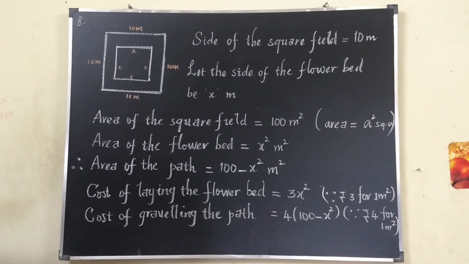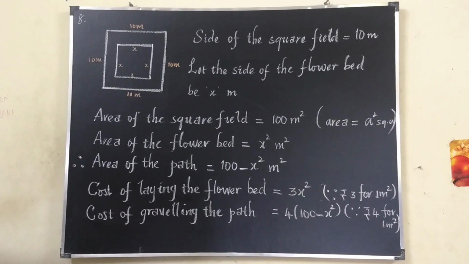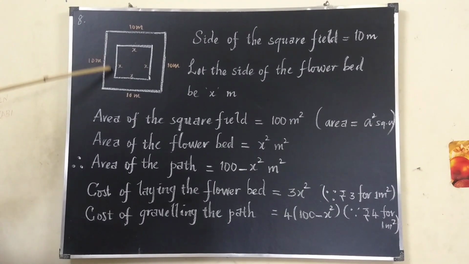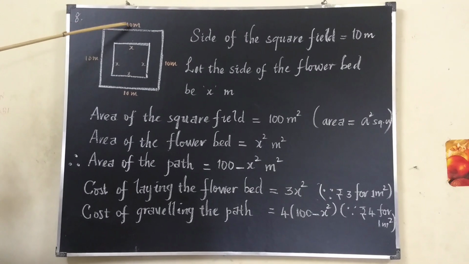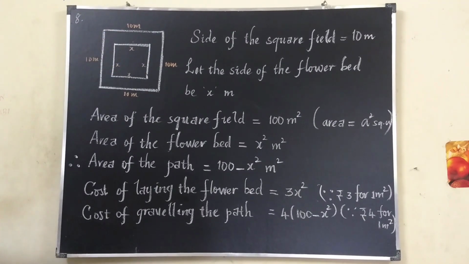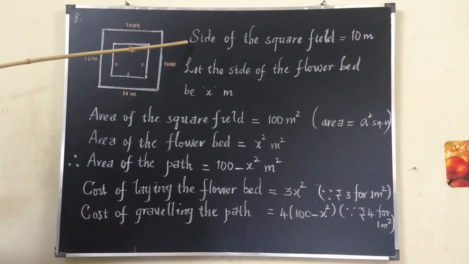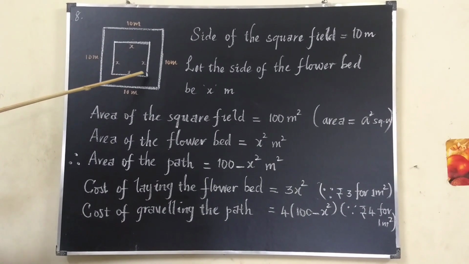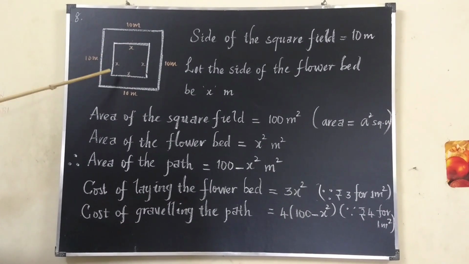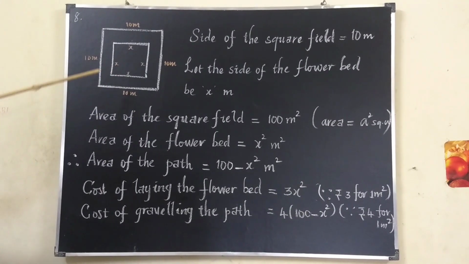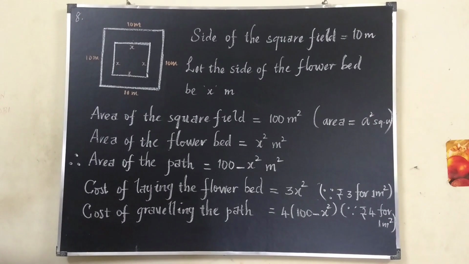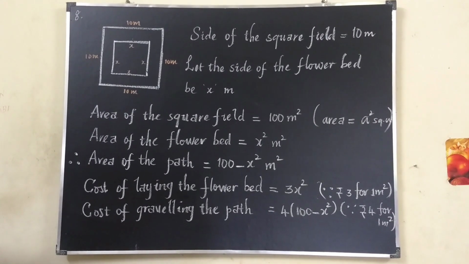So from the given information, let us derive the equation. There is a square shaped field, each side 10 meter. In a square, all four sides are equal. So the side of the square field is equal to 10 meter. And there is a flower bed in the middle of the square field. Let the side of the flower bed be x meter. It is also square shaped, and all four sides measure x meter.